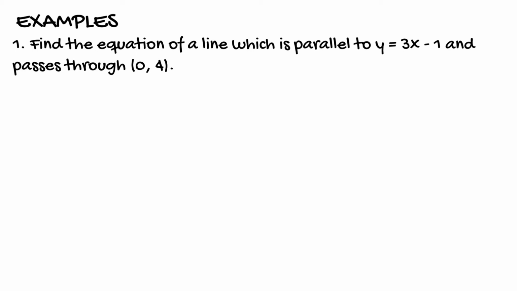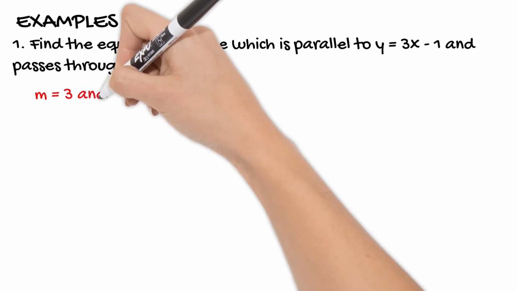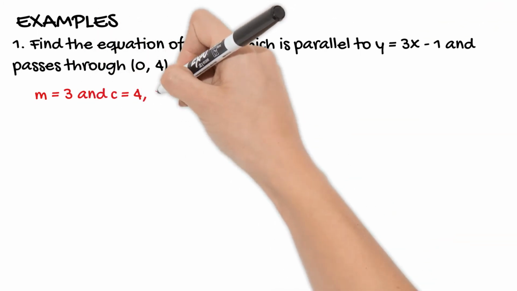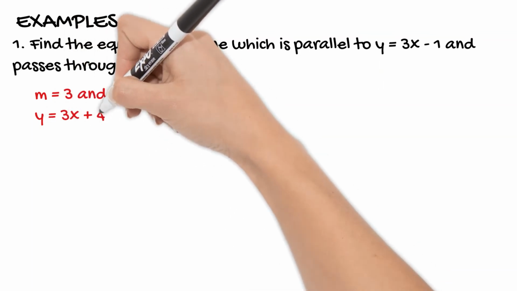Now, what's important from that equation is our gradient. So our gradient is going to be 3 on our other line as well, and our other line passes through (0, 4). Now, because x is 0, that tells us that 4 is the y-intercept. So it's really a nice straightforward example. So we know m equals 3, c equals 4, so that our equation must be y equals 3x plus 4.